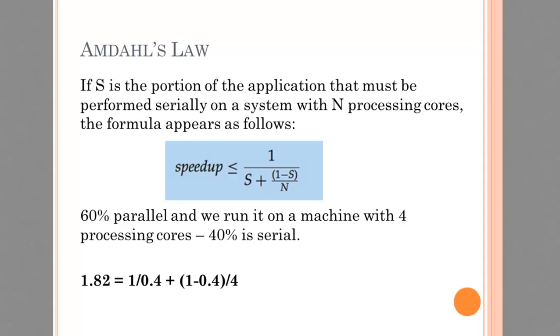But it's a matter of, if S is the portion of the application that must be performed serially on a system. Now, why are they looking at serially? Because serial means in sequence, and that is what we have to wait for. We can't count it if there's 4 instructions and all 4 can be done at the same time. So it really only counts for the time for one of them, the one that takes the longest. So we know for sure whatever has to be done in sequence is what will determine the speed. So we're looking at speed.